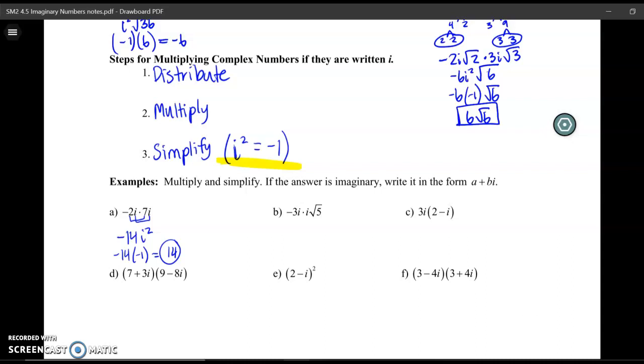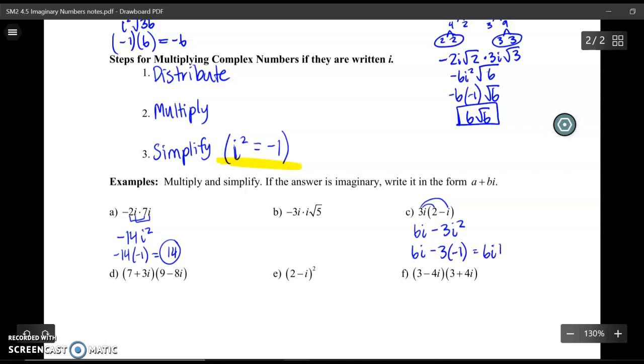Let's jump over to C. So with C, I have 3i that's being multiplied to 2 minus i. This is a case where I am going to have to distribute. So I take the 3i and I multiply it to everything on the inside. So 3i times 2 is going to be 6i. 3i times a negative i is going to be minus 3i squared. One thing I can simplify right here is that I can change this i squared to a negative 1. So then I'm going to get 6i plus 3. When I multiply the negative 3 and the negative 1 together, I get a positive 3.